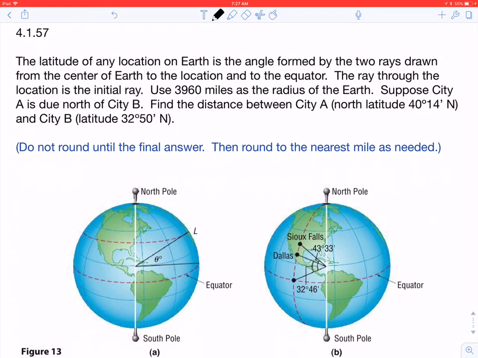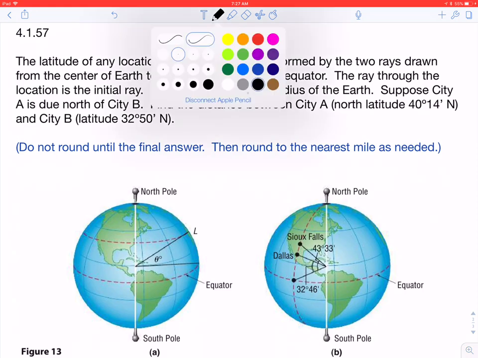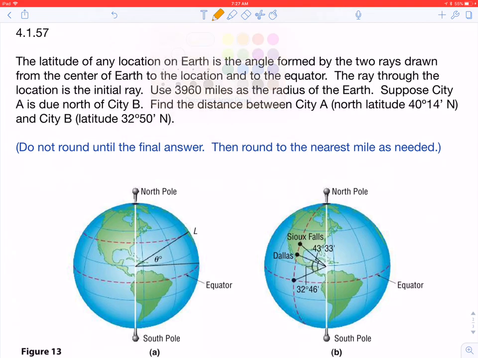Now we have, suppose city A is due north of city B. Find the distance between city A and city B given these two latitudes. Just to get a visual representation of what's going on, let's choose something that pops. We'll do this color.